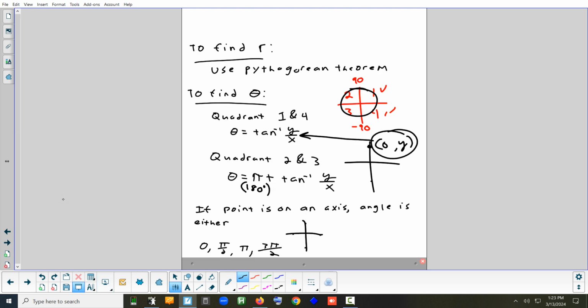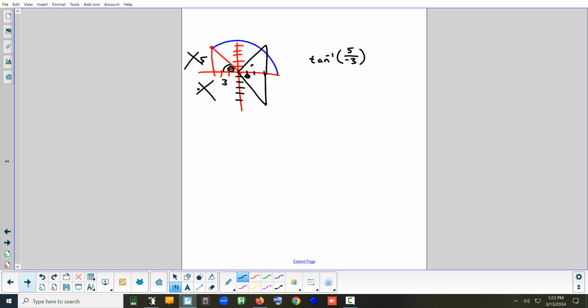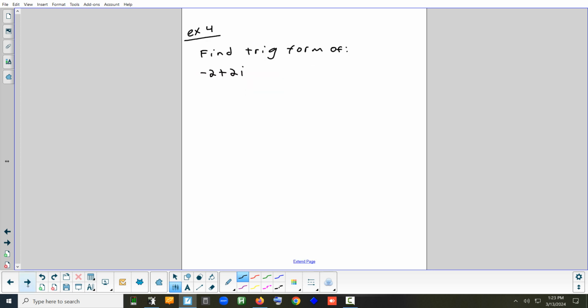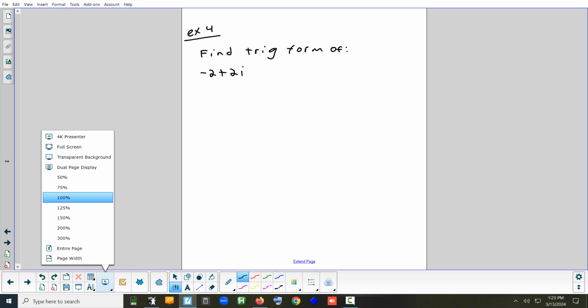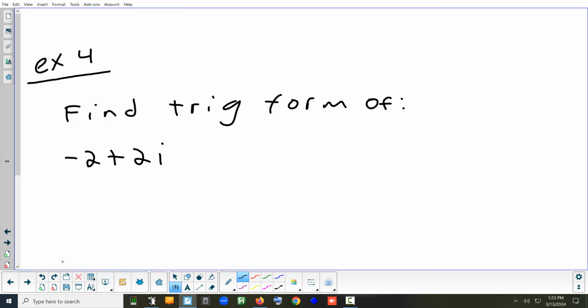All right, so now that completely covers how you find the radius and how you find the angle to change a complex number to trig form. Any questions on that? Now we'll try it. So let's try changing that to trig form.